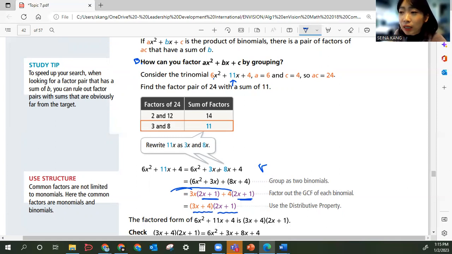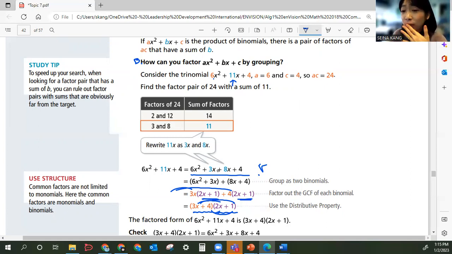How can we do this? This is the reverse of the distributive property. If you multiply 3x times 2x, 3x times 1, 4 times 2x, 4 times 1, you get the middle part. So these are the necessary steps that you need to take when factoring by grouping.